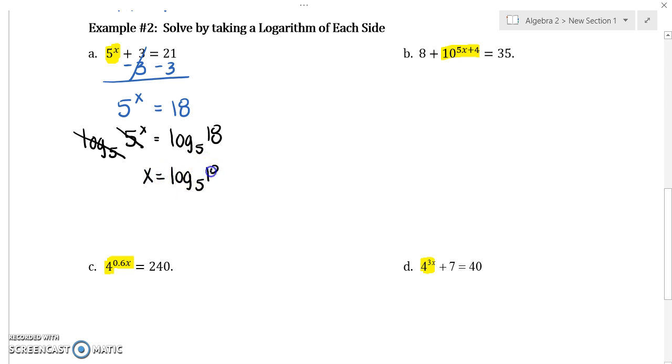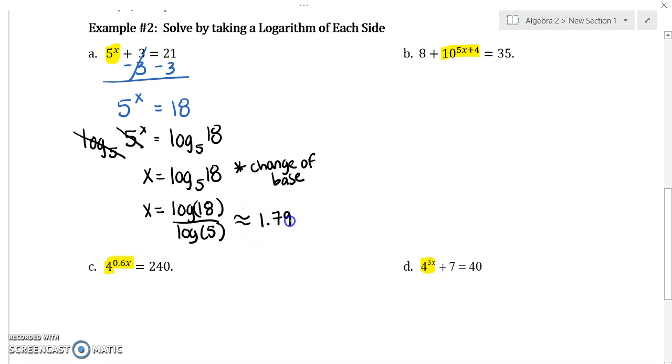base 5 of 18. Now, this is our answer, but what we want to do is called a change of base. I'm just going to write it on here. So we're going to change the base to 10, so we can put it into the calculator and get an approximation. So we have x equals log 18, and I'll put 18 in parentheses, divided by log 5. And once you type that into the calculator, as we did in the lessons prior, you're going to get 1.796. That is our answer for this equation.